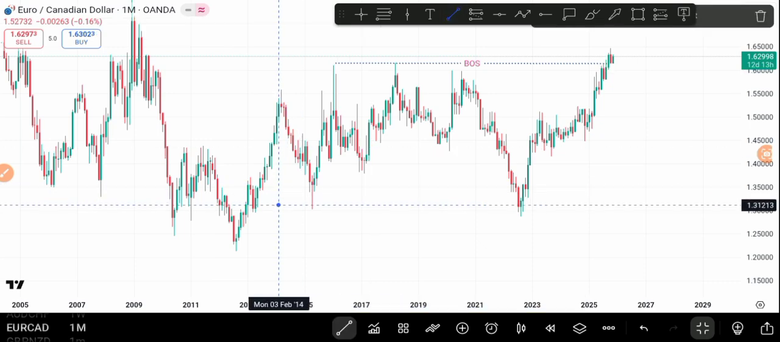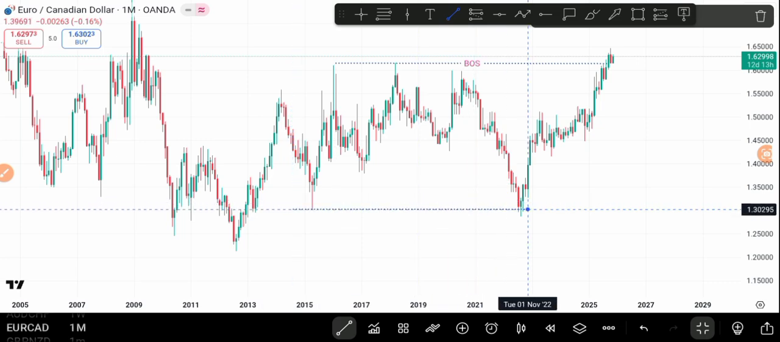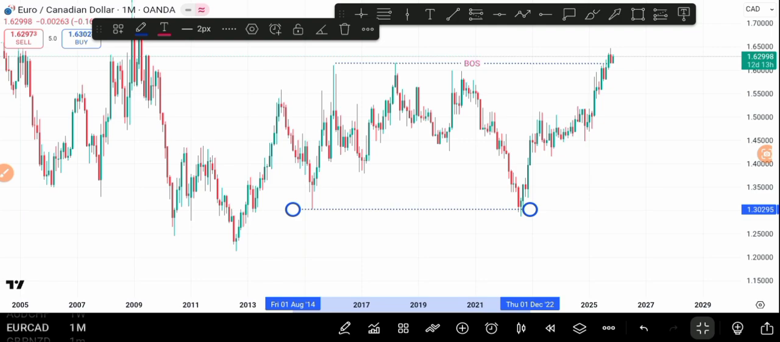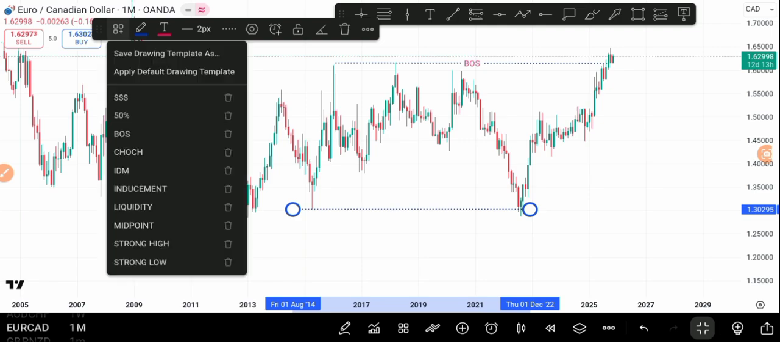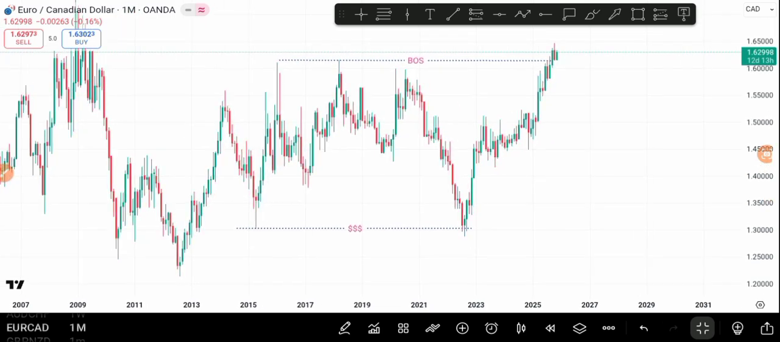It broke structure after taking this liquidity on this low. Check this out. It took liquidity before breaking structure, and we said for us to say that this is a valid break of structure, number one, it must take liquidity. Yes, it must take an inducement and then go to break structure, and it must break a structure with a full body, not a wick. Are we together? So it has broken to the upside, so we are on an uptrend.